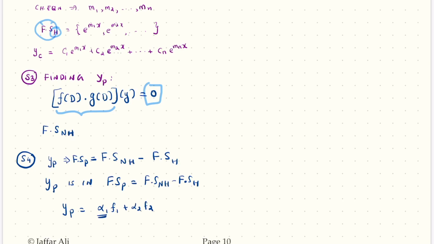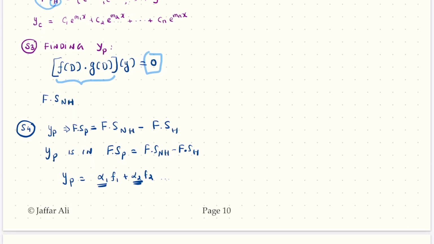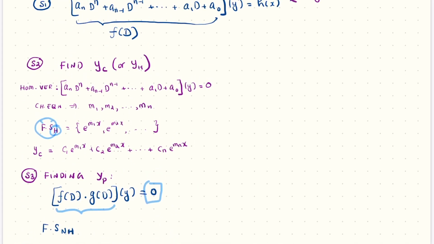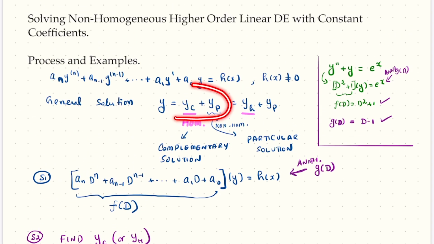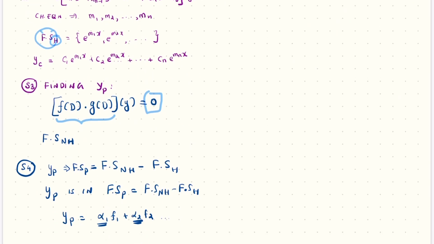Then you should be able to figure out all these alphas. Once you do that, now you know your yp, you also know your yc. You put these two together, and that's going to give you the general solution, which is yc plus yp.